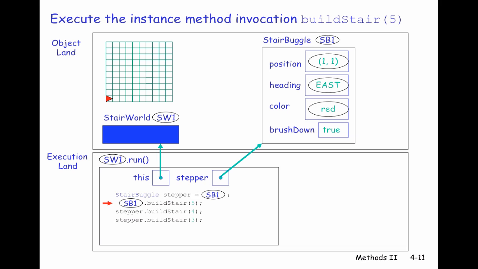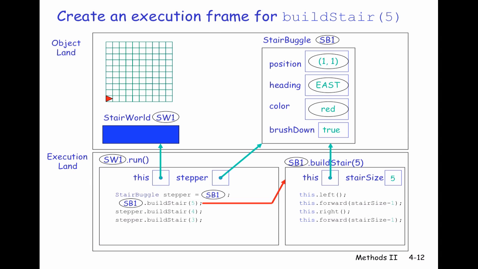And what do we do in the Java execution model when we invoke a method? The answer is that we build a frame. So we are going to build a new frame, and we are going to show that frame as branching off from the method invocation. That frame has a title. The title of that frame indicates the receiver and arguments and the method name. So in this case, we know the title of the frame is the frame for buildStair on buggle SB1 with argument 5. As before, we always fill in a variable named this to be the receiver of the method. In this case, the method is being invoked on stair buggle SB1, so this points to stair buggle SB1.